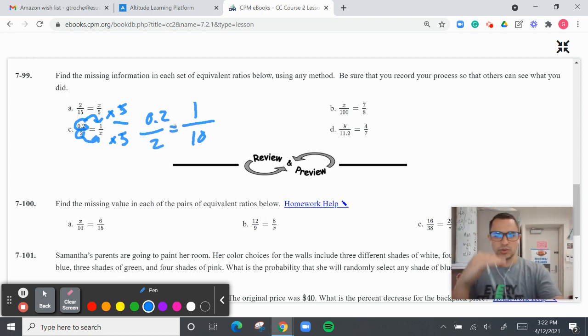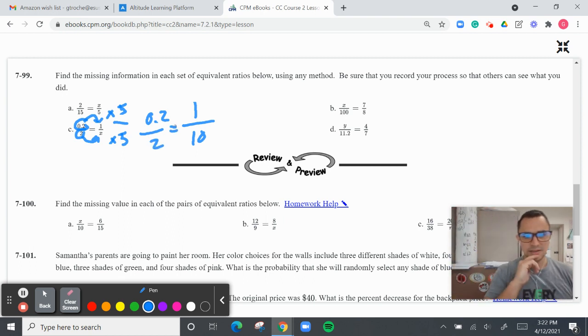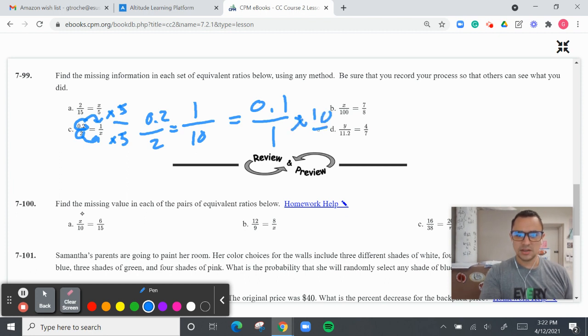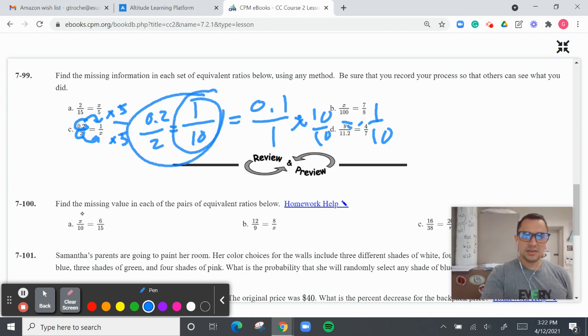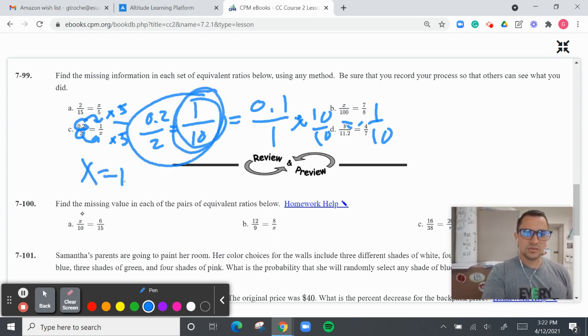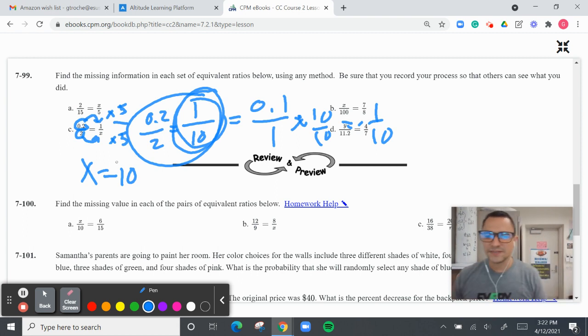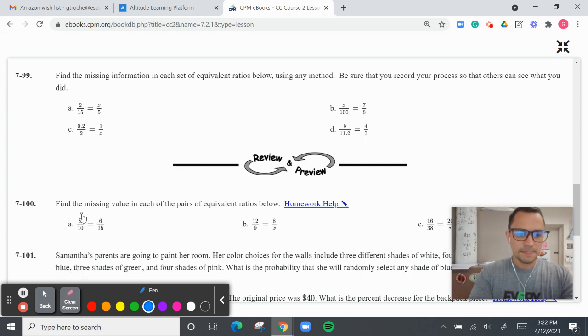So 0.2 and 2 is the same as 1/10. Because basically this would be 0.1 over 1. And if you times that by 10 over 10, that would be 1 and 10. So yeah, that is going to be the answer. So x equals 10. Sorry if I'm going a little fast. Didn't mean to. Just go ahead and rewind this a little bit. But we have one more to go, and then we're done.